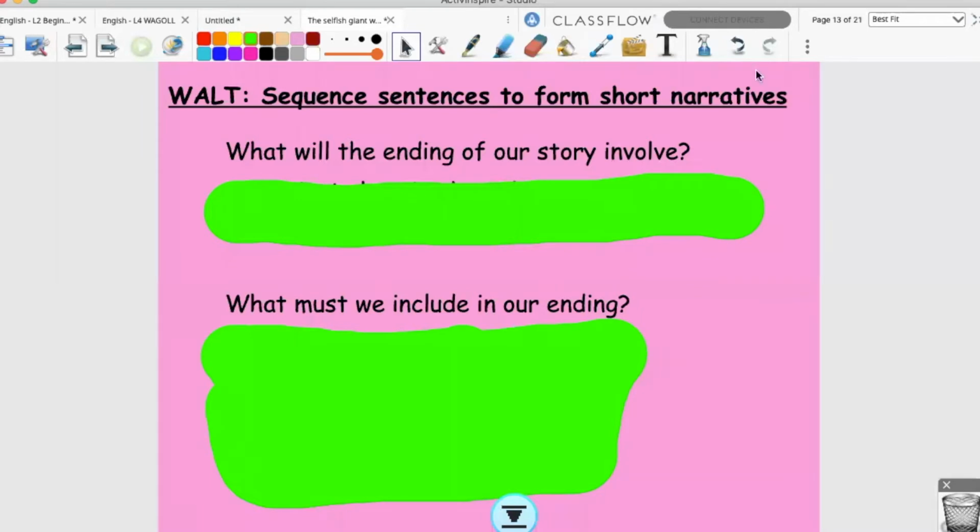In this session, we're going to be writing the end of our story, The Selfish Giant. So previous to this, you've sequenced the stories, you've written some keywords, and that was your plan. Then you've used your plan to write the beginning of your story, and yesterday you should have written the middle of your story. So today we're going to be writing the ending. Pause the video now and have a little think. What happens at the end of our story?